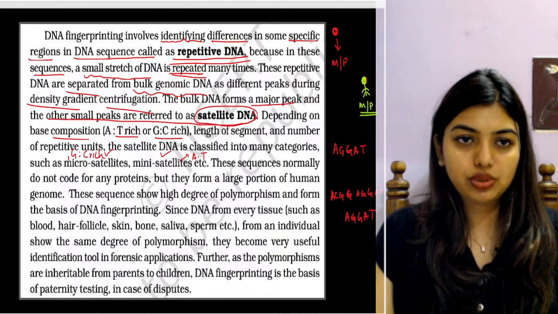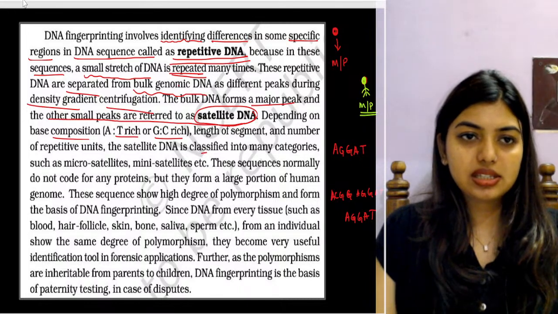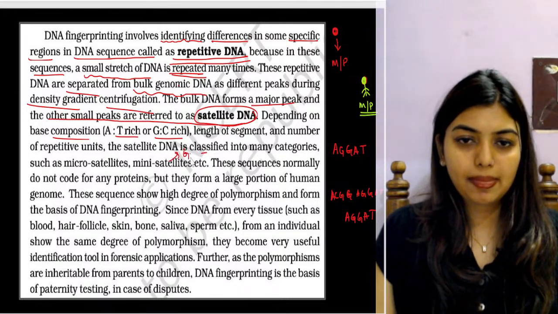Okay, this is actually the other way around. That's what I was just checking in my notes. Mini is GC and micro is AT.